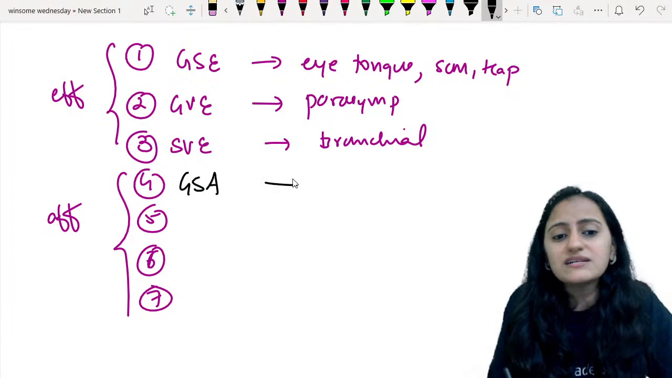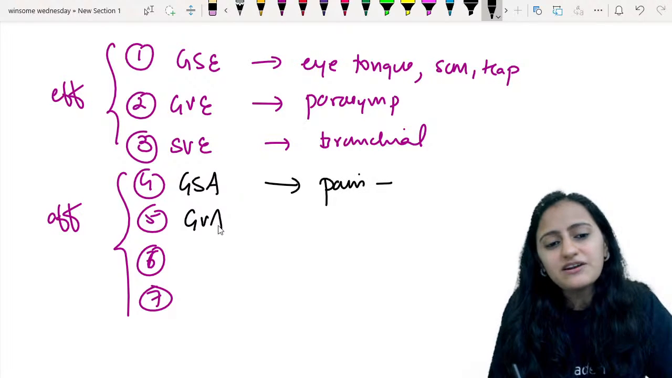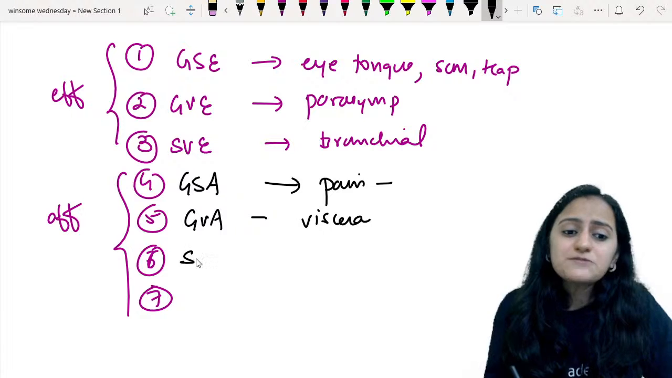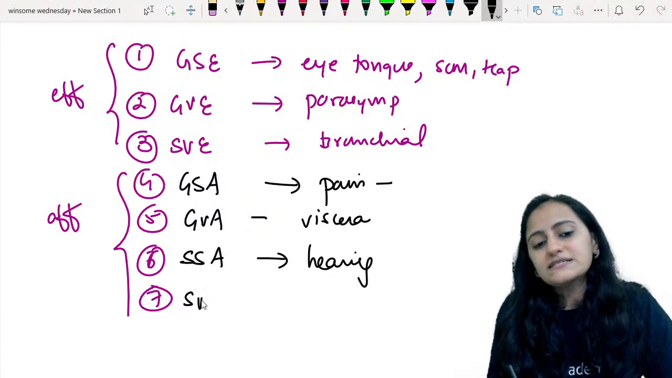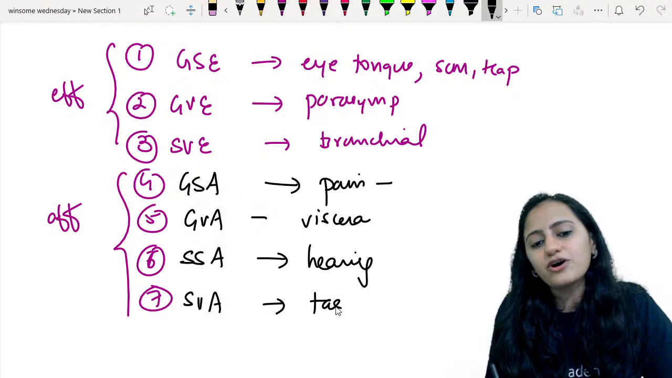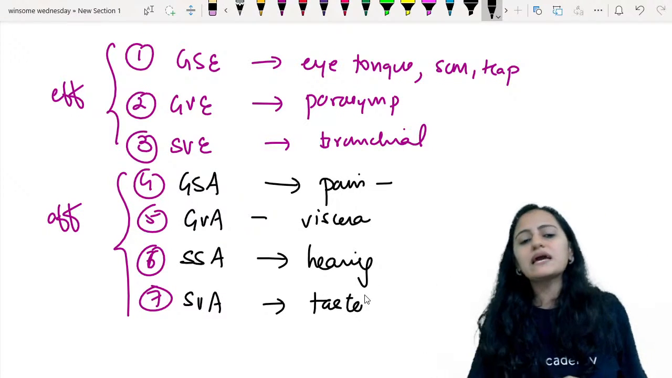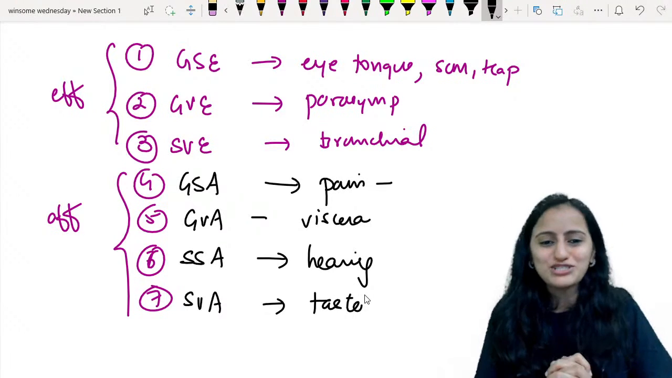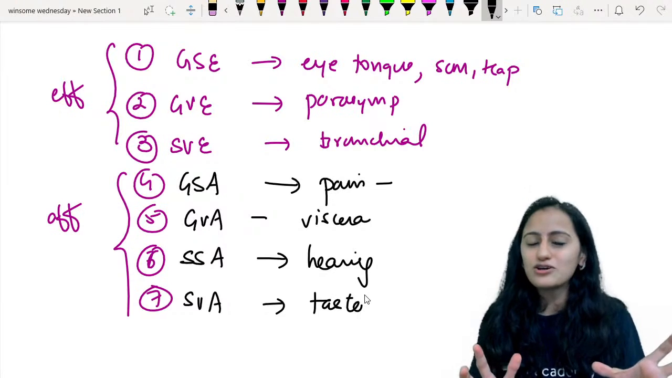Afferent: general somatic afferent is your pain, touch, all of that. General visceral afferent is the general sensations from the viscera. Special somatic afferent is your hearing sensation. Special visceral afferent is your taste sensation. So even if you remember this much, you will be able to answer the questions on your cranial nerve functional columns.